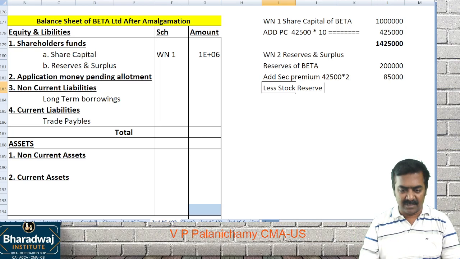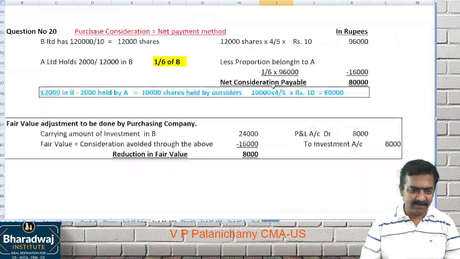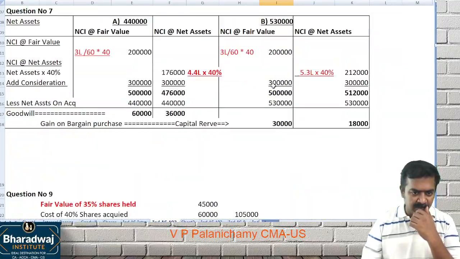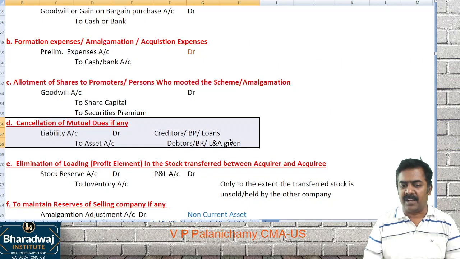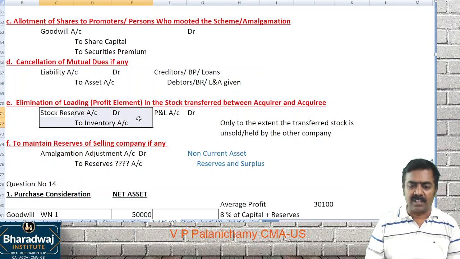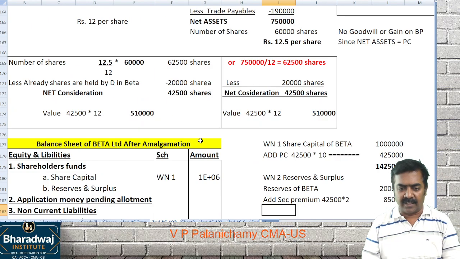Already learn பண்ணிருக்கோம். ஆமா, நிஜமா. Notes கூட எழுதிருப்பீங்க. Cancellation of mutual due, liability account debit to asset account. For eliminating the profit element, stock reserve account debit, P&L account credit to which account? Inventory account, like that you have to write up.